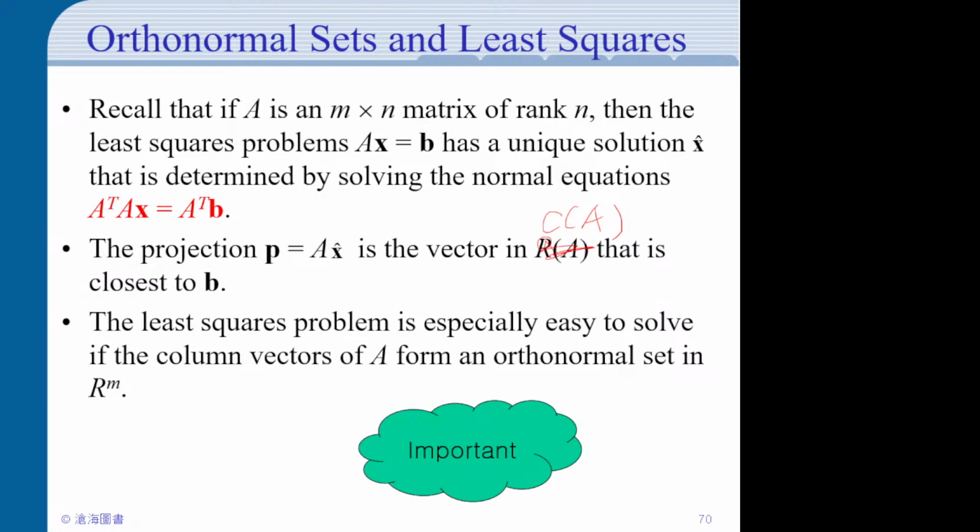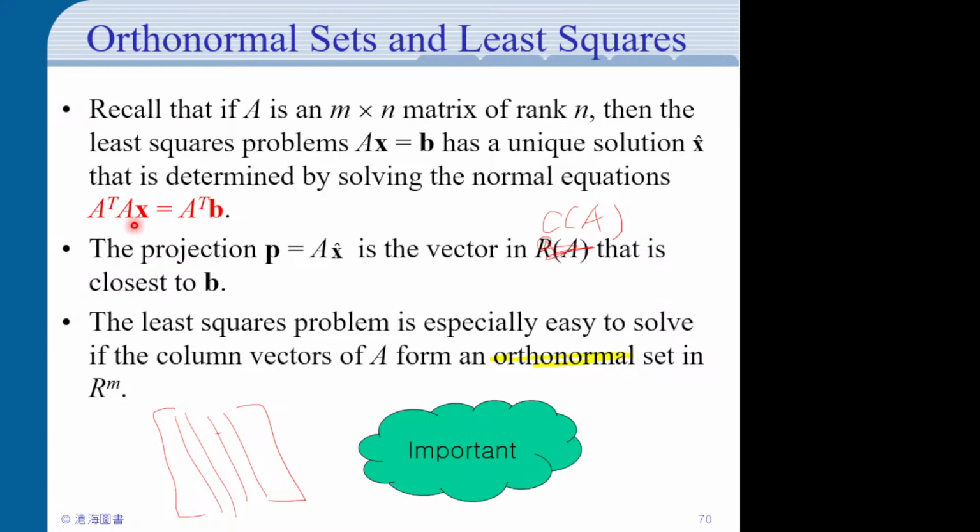Let's kind of draw this idea here. We have A, and we have the columns of A. We want to solve Ax equals b, and it's usually hard when m is much larger than n, so we have those long columns. But here we say the columns of A form an orthonormal set. Then it will be very easy to solve your least squares problem. What would be easy then? First of all, the columns are orthogonal to each other, so they are linearly independent of each other.